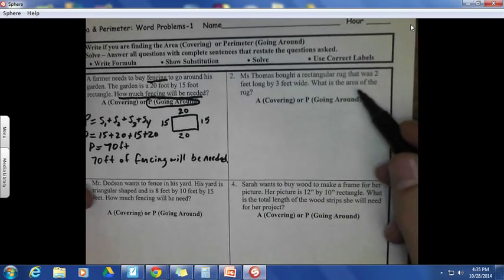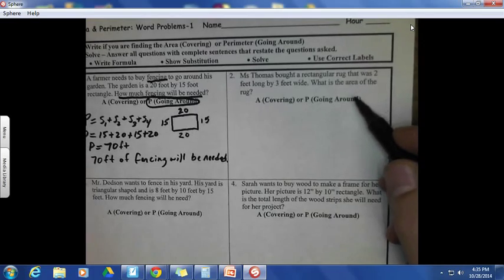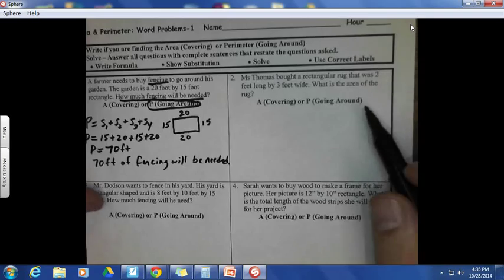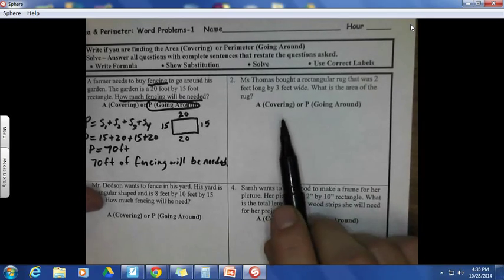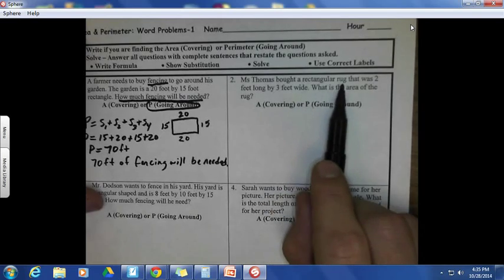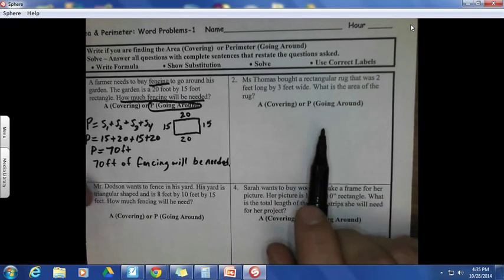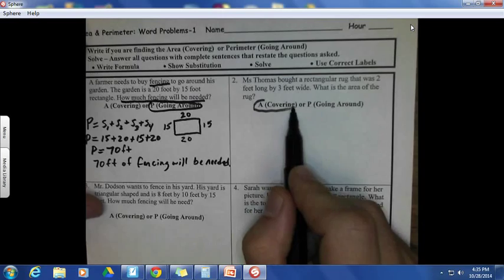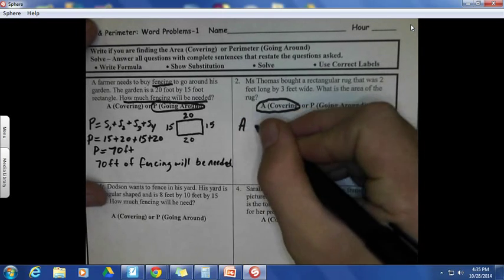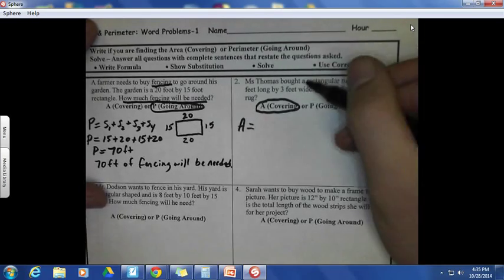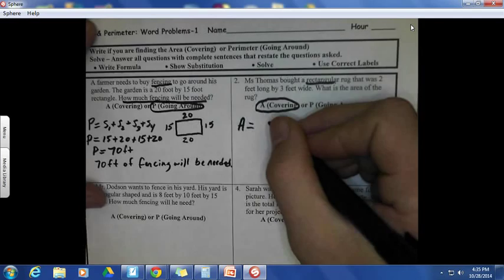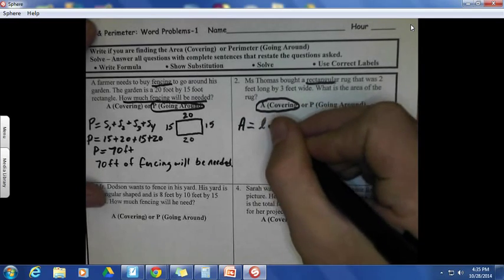Number 2. Miss Thomas bought a rectangular rug that was 2 feet long by 3 feet wide. What is the area of the rug? Now again, first thing we want to think of, are we covering a surface or are we going around a surface? Well, it's a rug, so it's going to cover the surface of a floor. We are covering. We want to find the area. First thing we need to do, write the formula. Well, the formula for area of a rectangle is equal to length times width.